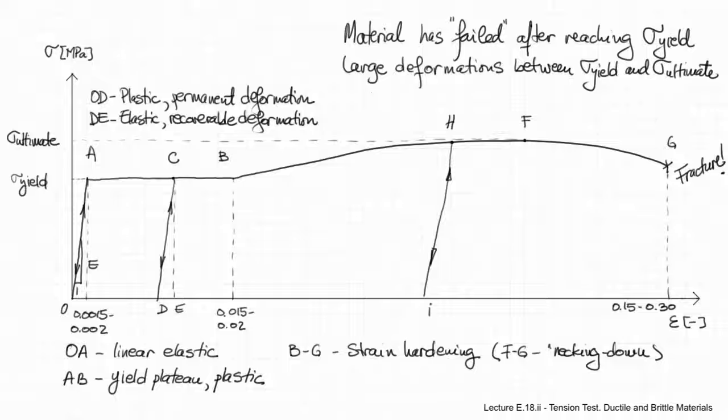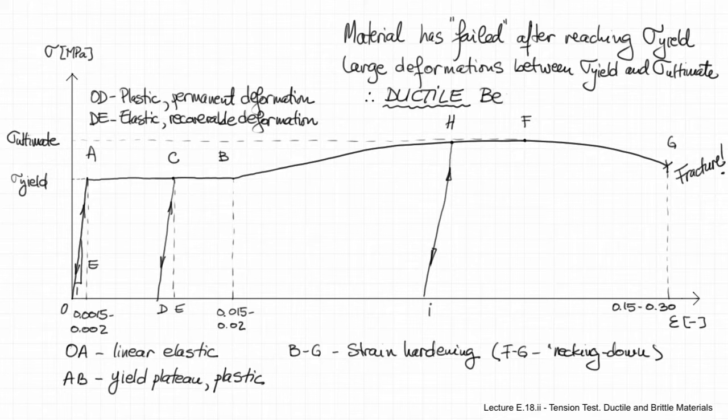And the good thing about a material like that is beyond that there are very large deformations between sigma yield, the yield stress, and the ultimate stress. And this is termed a ductile behavior, which is typical to some metals like structural steel, aluminum, and other types of similar materials. And it's a very good type of behavior because it will give us warning.